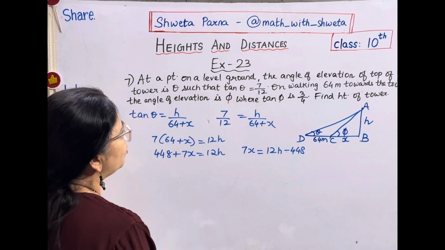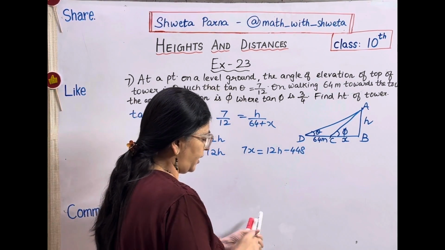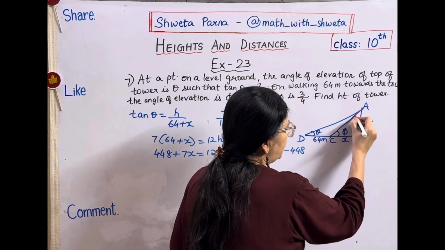Okay. Now let's go to the next one, the smaller triangle. The smaller triangle is this one.